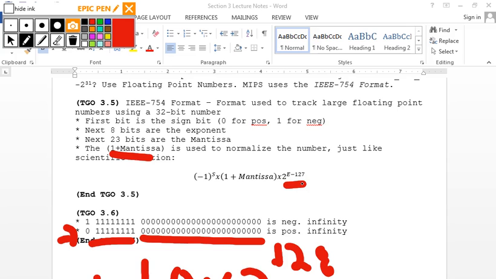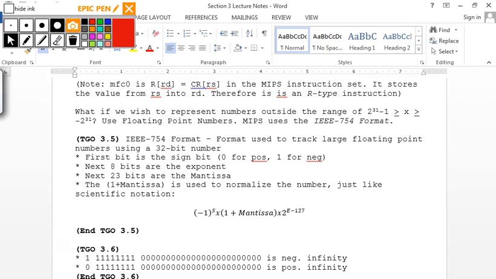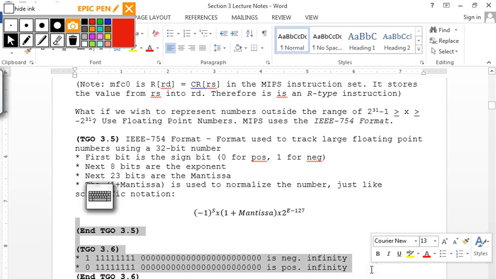And so 2 to the 128, and let's make the TGOs 3.1 through 3.6 for the homework because I want to show you something really quick in VHDL. And so 2 to the 128 is positive infinity. And negative 2 to the 128 is negative infinity. Does that make sense? That's the representation in binary.